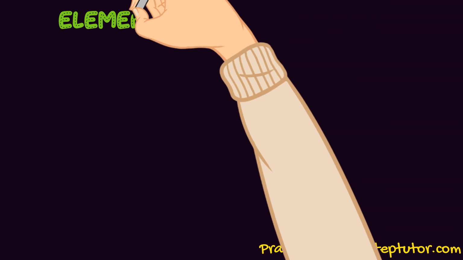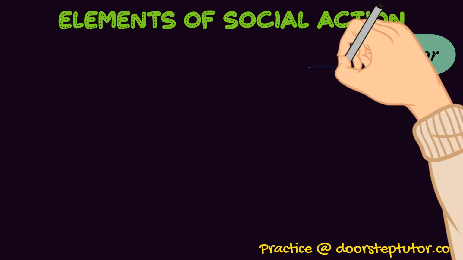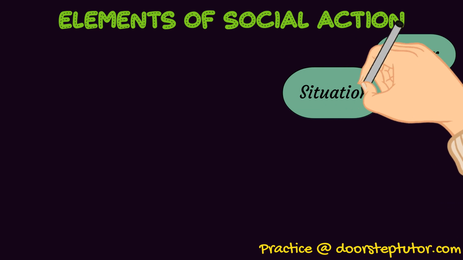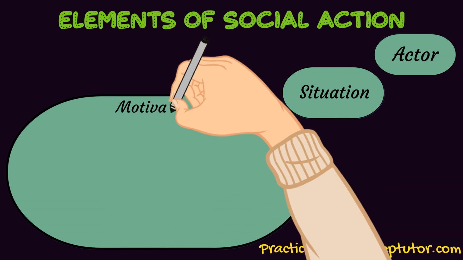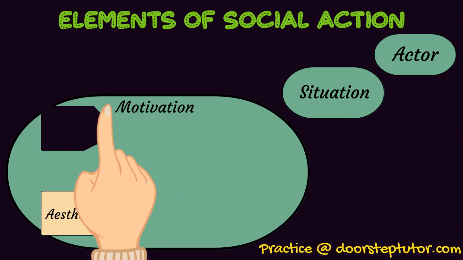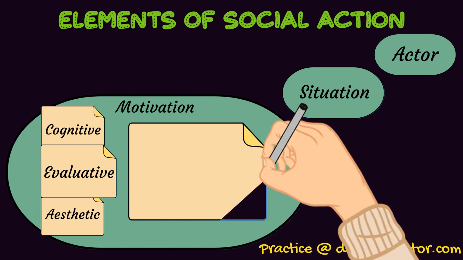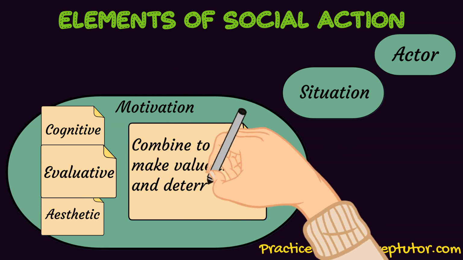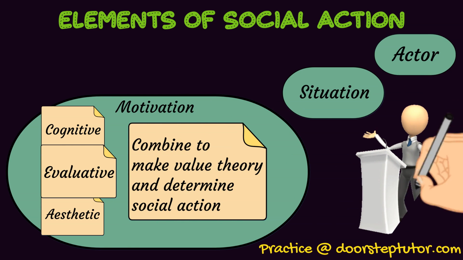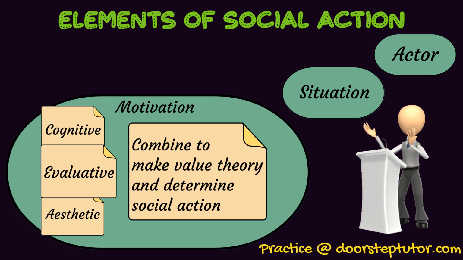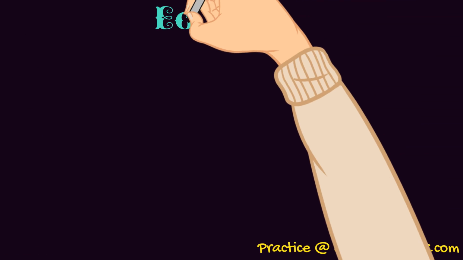Now coming to the elements of social action. What are some of the elements? So in order to perform a social action, there is a need of an actor, a situation, and some kind of motivation. Now these motivations can be aesthetic, cognitive, or evaluative. When these 3 combine, they make value theory, and then they determine social action. That means they determine what kind of social action will be performed, because motivation is a very important element in social action.